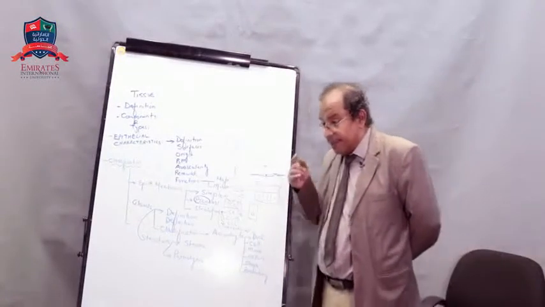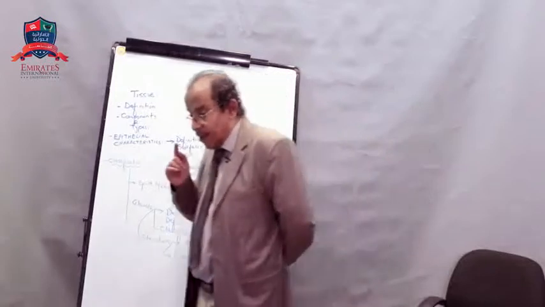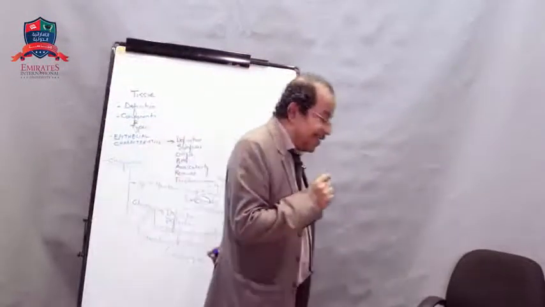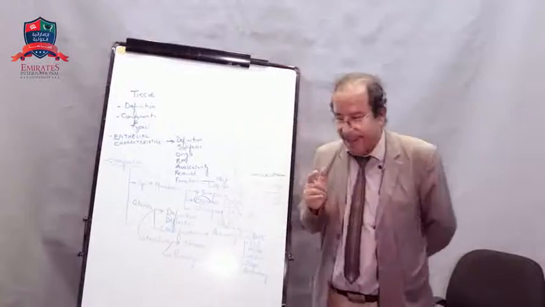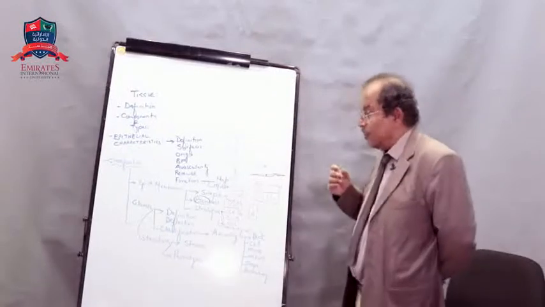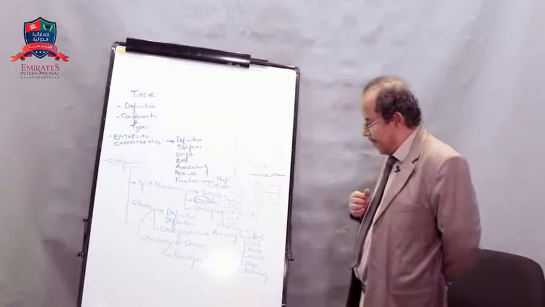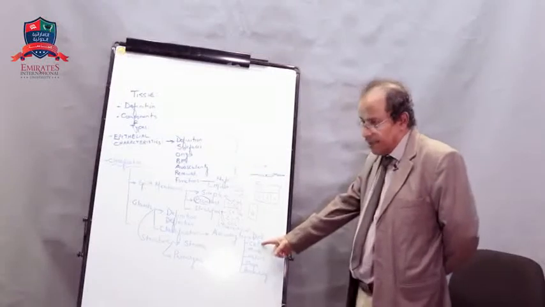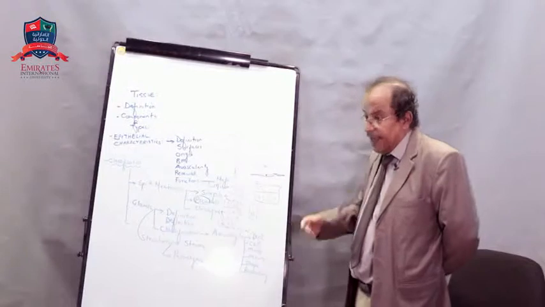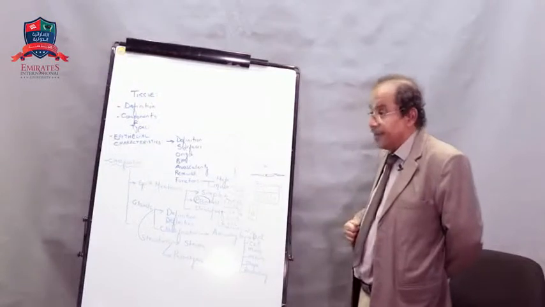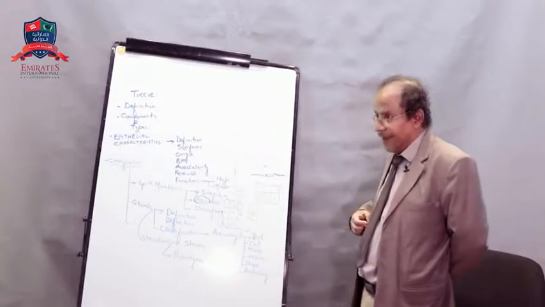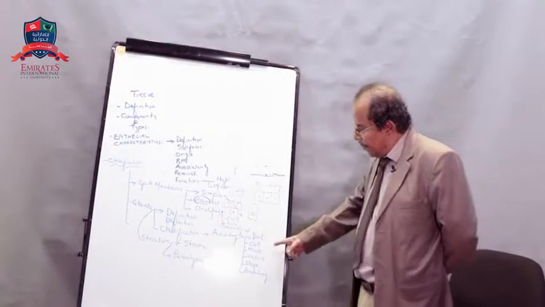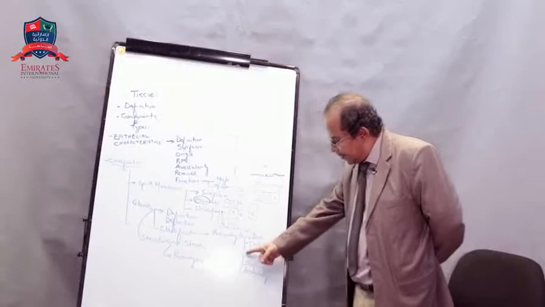There are glands which are made up of only one cell. These glands are known as unicellular glands. An example is the so-called goblet cell. Most of the glands are made up of thousands of cells. These glands are known as multicellular gland. Then we come to the mode of secretion.